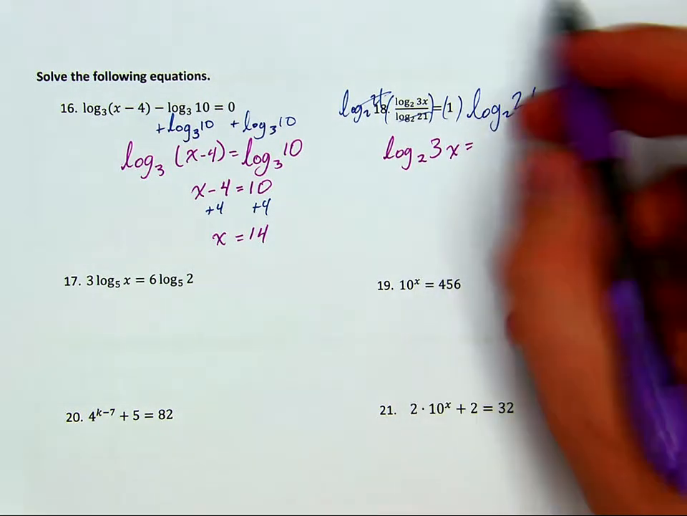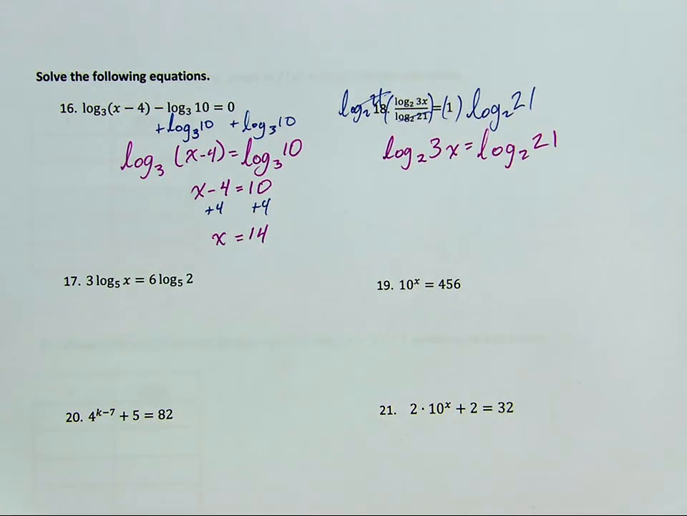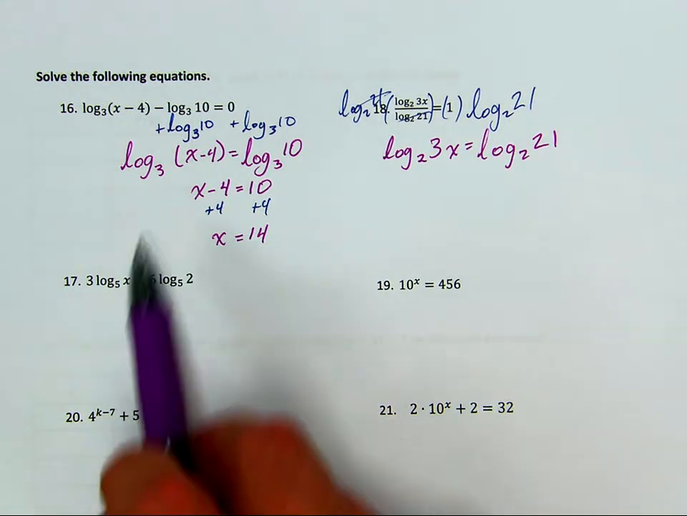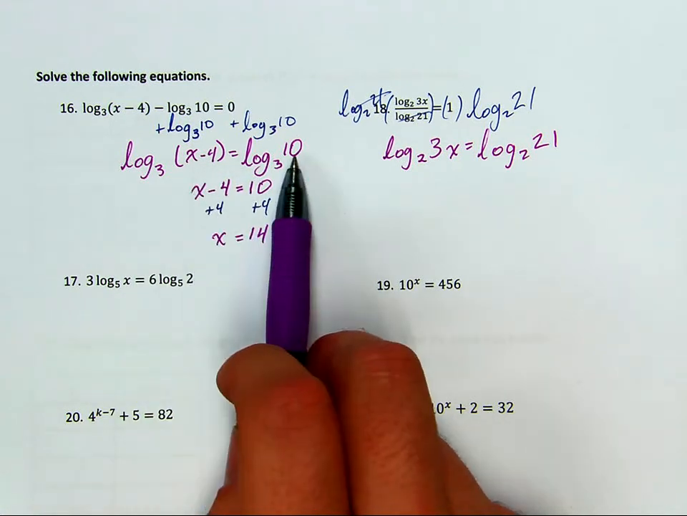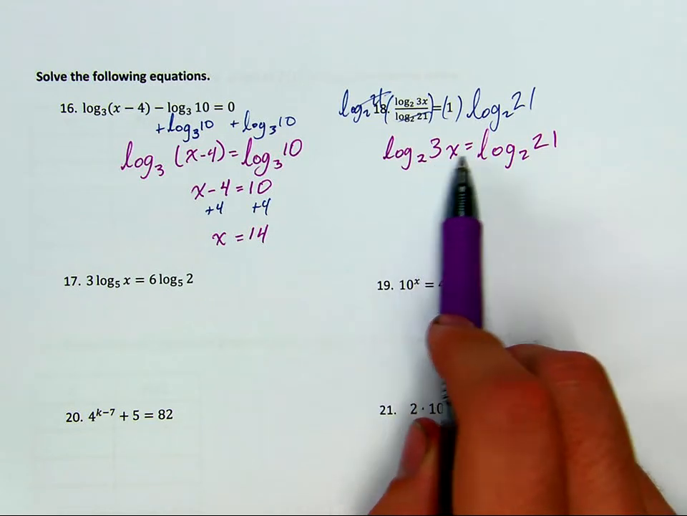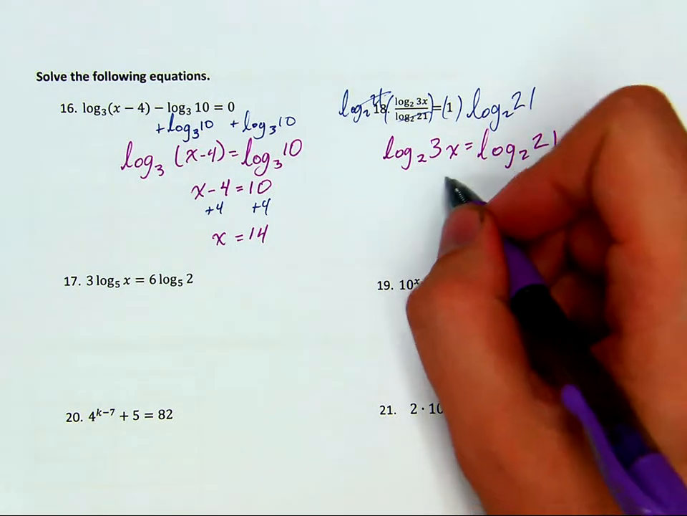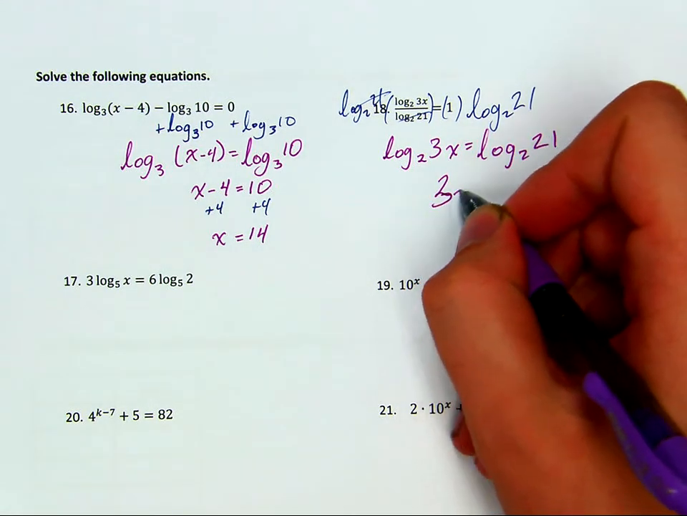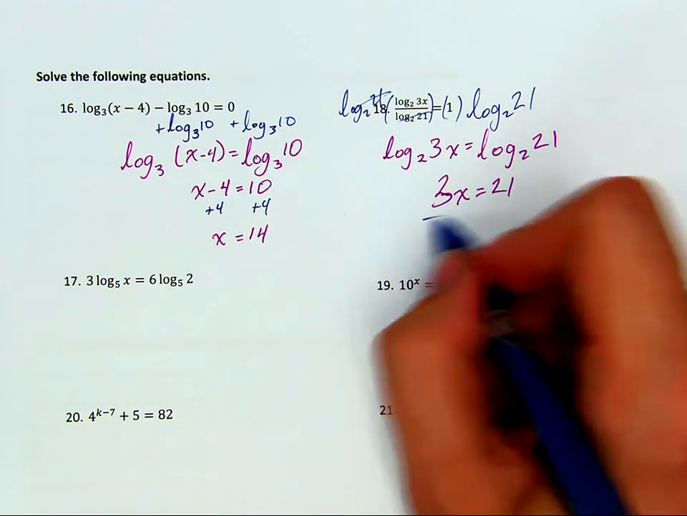Now, as we saw on number 16, we had the one base on the left, the one base on the right, so we were able to set the inside parts equal to each other. Do the same thing here with 18. Log base 2 of 3x has to equal log base 2 of 21, which means those inside parts have to be equal to each other. 3x equals 21. Now divide both sides by 3. We end up with x is equal to 7.